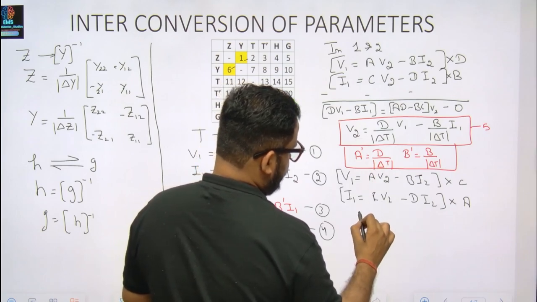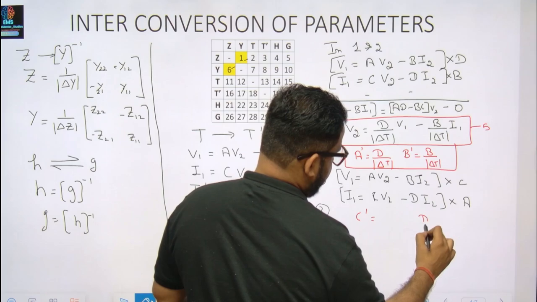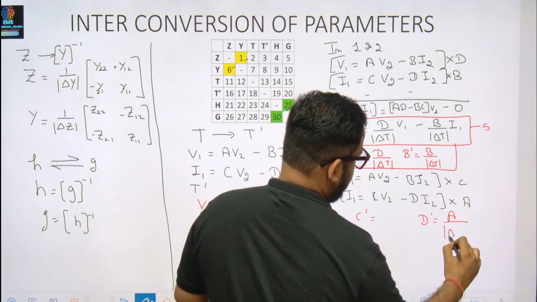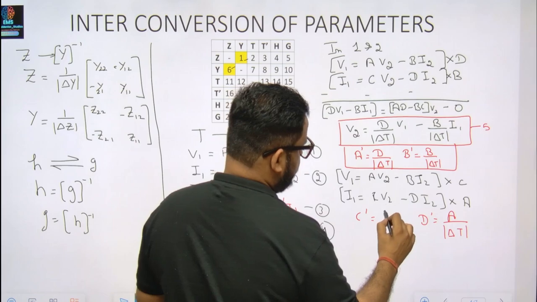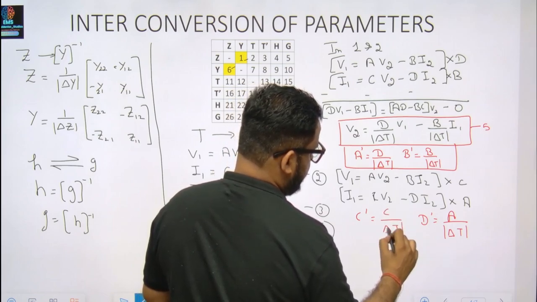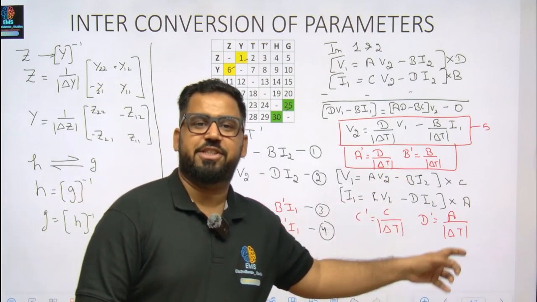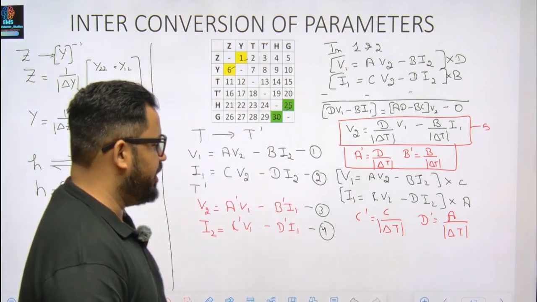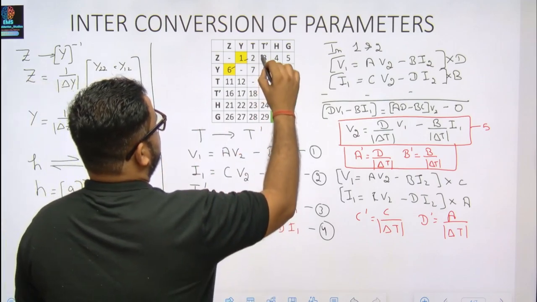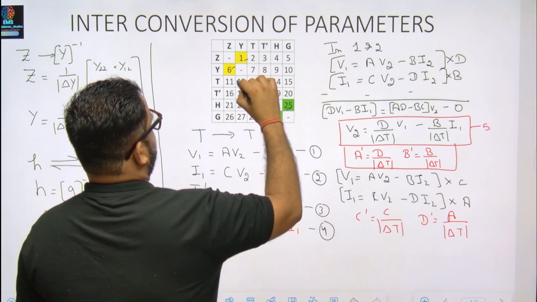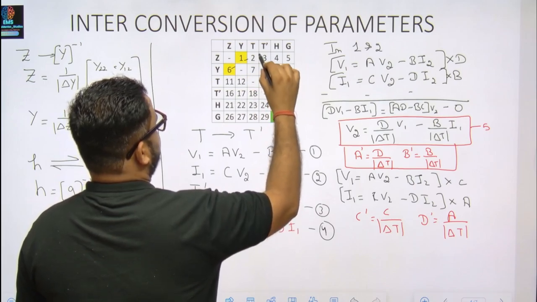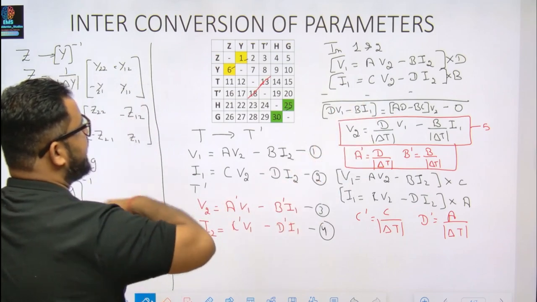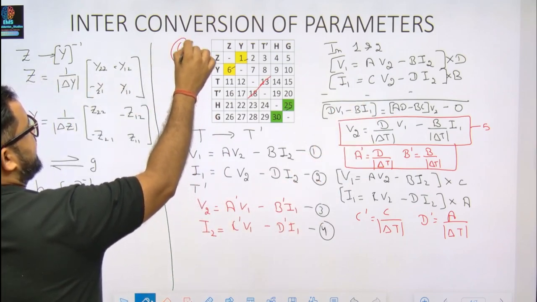On solving, it will give you C dash and D dash. So my D dash would be A by determinant of T and my C dash would be C by determinant of T. I would request you to please solve this and verify the answer. And even if I've done wrong, please let me know in the comments below. So this is how we have converted T to T dash and T dash to T. In totality, we have converted 6 parameters.